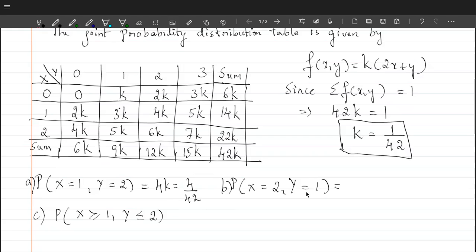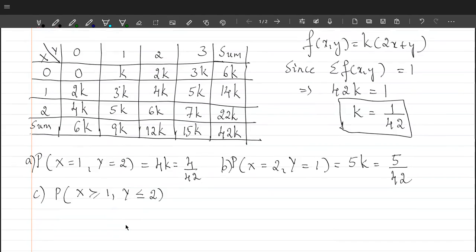Next case is probability that x takes the value 2 and y takes the value 1. That is here. X is taking the value 2 and y is taking the value 1. So that probability is 5k. But what is k? K is 1 by 42. So put the value of k here, you get 5 by 42.